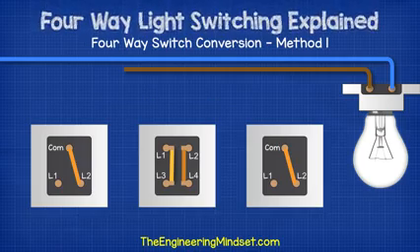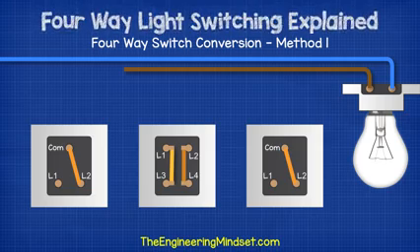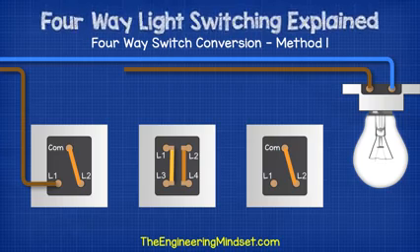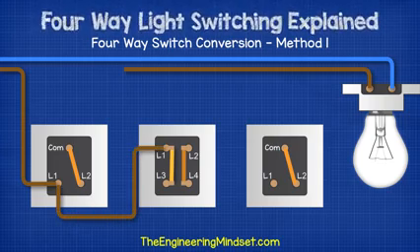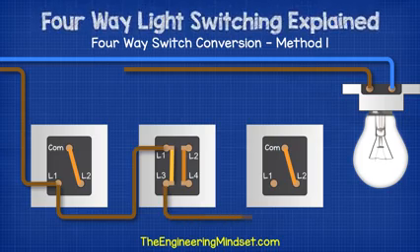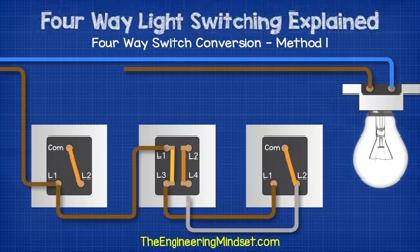This is the second method, which is typical for converting an existing circuit. In this version, we run the live to L1 of switch 1, and then from L1 of switch 1 to L1 of switch 2, then from L3 of switch 2 to L1 of switch 3. We then run a grey wire from L2 of switch 3 to L4 of switch 2.